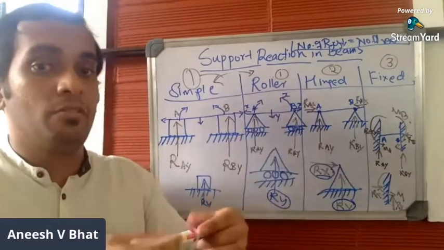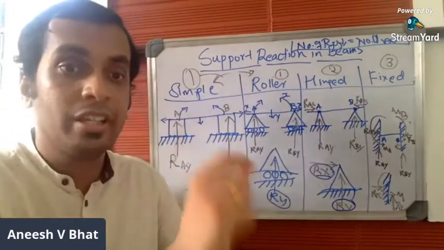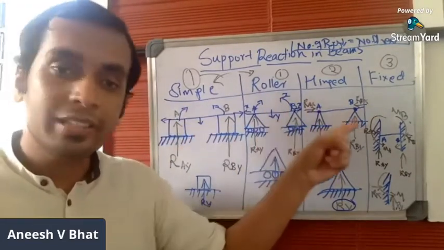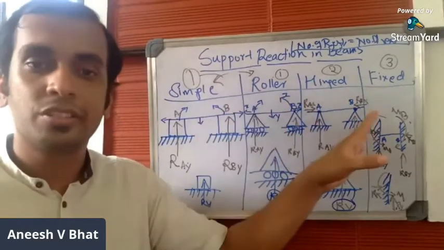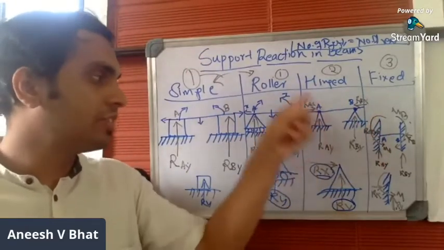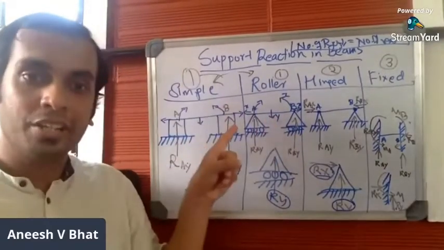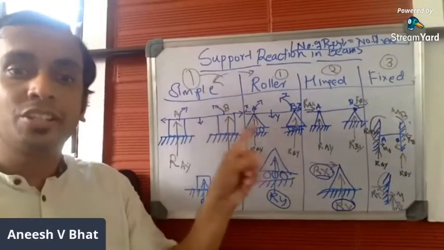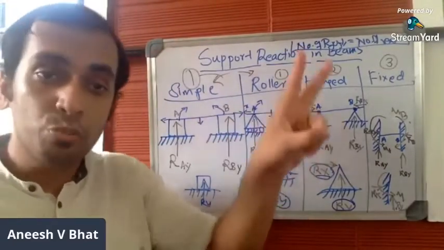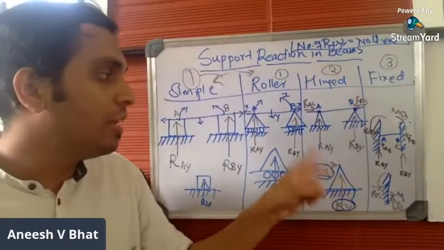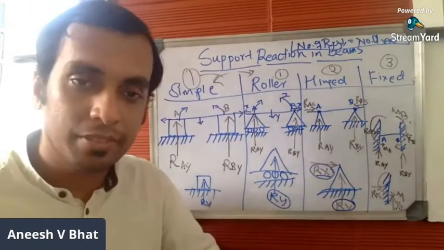So rotation is allowed along the Z axis. Rotation is allowed, but the movement along the X axis and Y axis is restricted. That's why you have two reactions, one in the X direction and the other in the Y direction. Here the restriction is only in the Y direction, that's why you have only one reaction in the Y direction. Here you have restrictions in two directions, that's why you have two reactions, Rx and Ry.